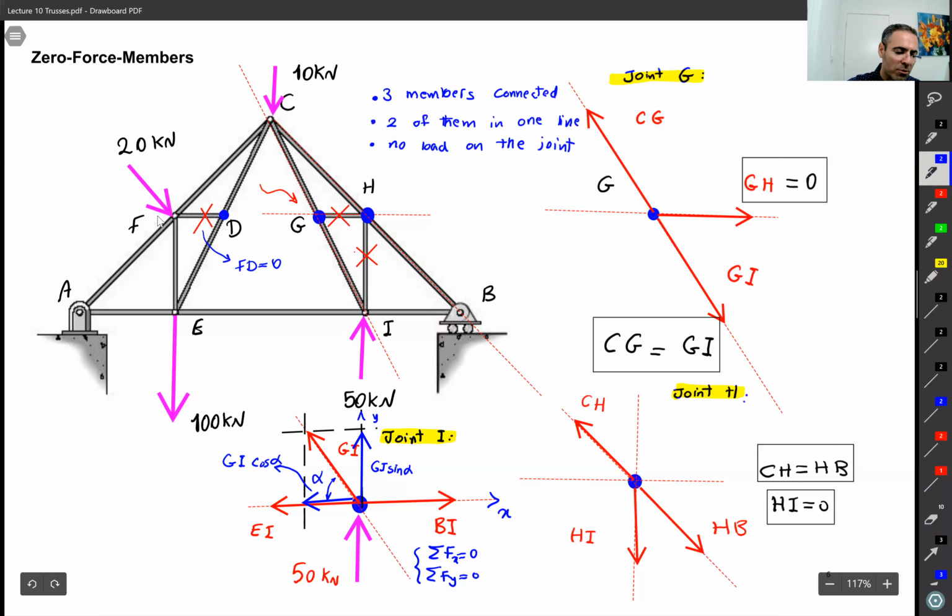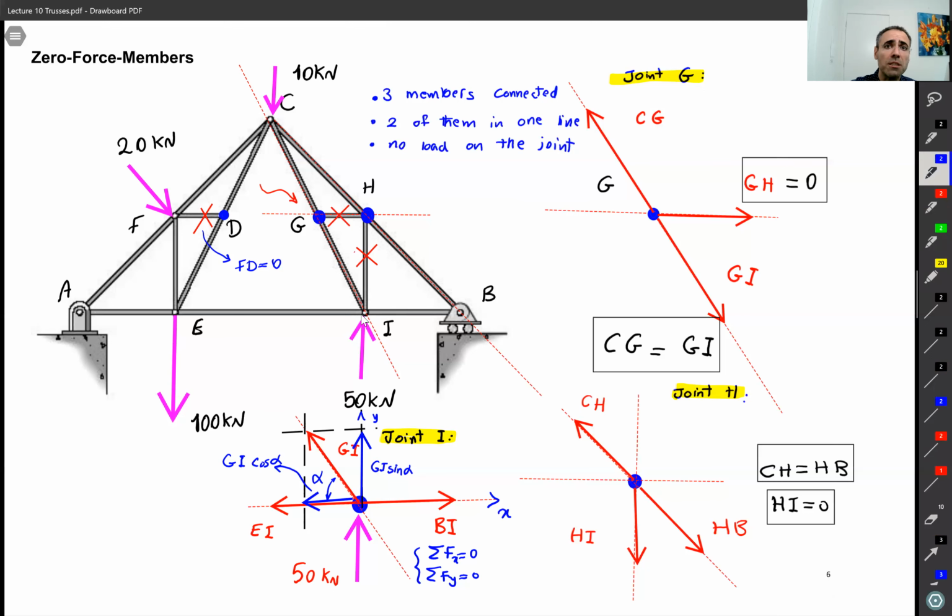So we say 1, 2, 3 members, that's the first condition, that's good. 2 members in one line, we are happy, that's good. But wait, there is an external load. So we stop there. There is no zero force member here. Over here, G, it has our condition, we remove GH. After we remove GH, we realize that HI has the condition that we want, right? Then we remove HI. But over here, we stop at I, okay? So as simple as that.